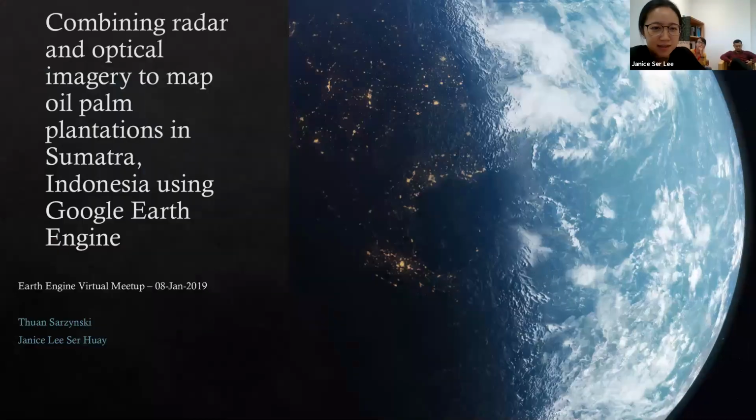and I are excited to share about the work that mostly Thuan has done for mapping oil palm using Earth Engine. So basically some background also towards the project. This is something that I have worked before on using an earlier version of Earth Engine in 2013, but at that time it wasn't so easy to access radar imagery on Earth Engine.